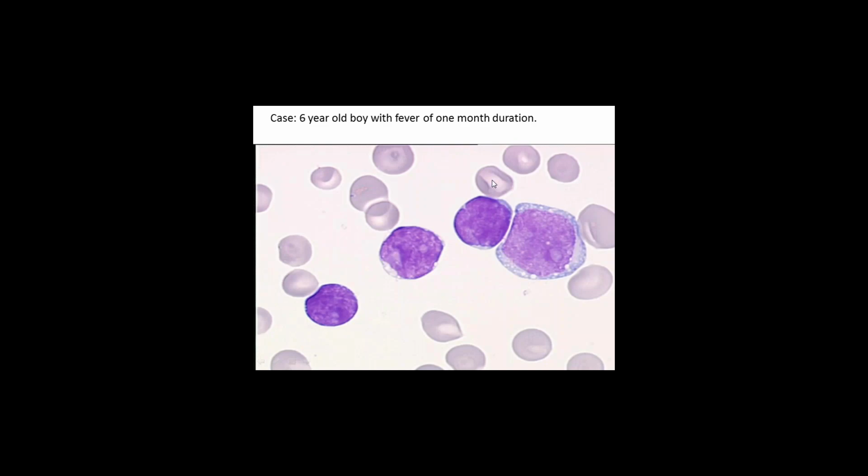We will now see a couple of cases so that we can review all types of blasts and other cells that we have seen. This was a case of a 6-year-old boy with fever of 1 month duration, and we can see classically the blast. This is a very large cell. This is also a blast with vacuolations, and here is nuclear molding. So we can be sure that this is an acute leukemia.